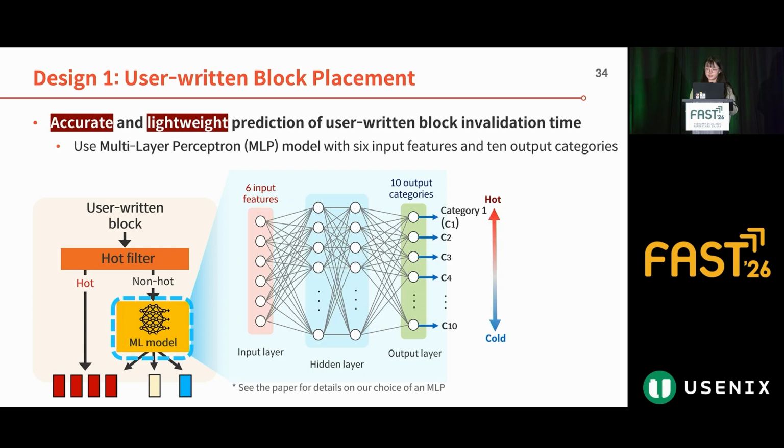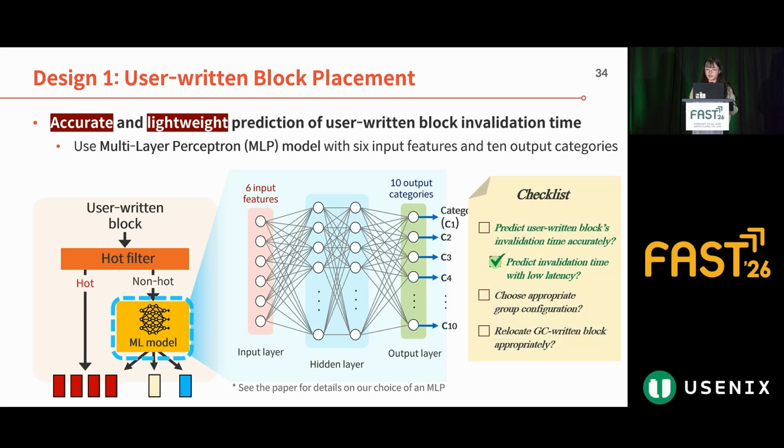We adopt a multi-layered perceptron model, which we experimentally verified to be lightweight and accurate with 6 input features and 10 output categories. As a result, DOGI achieves low prediction latency with the hot filter, while also achieving high accuracy with an ML model trained to focus on remaining warm and cold blocks.